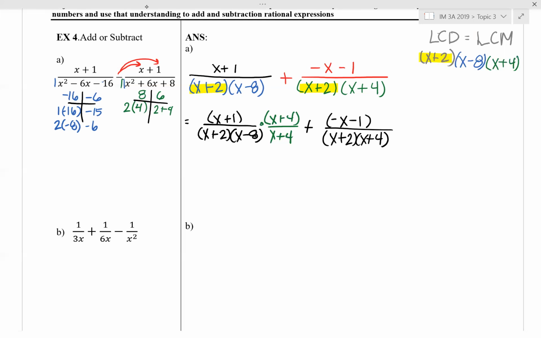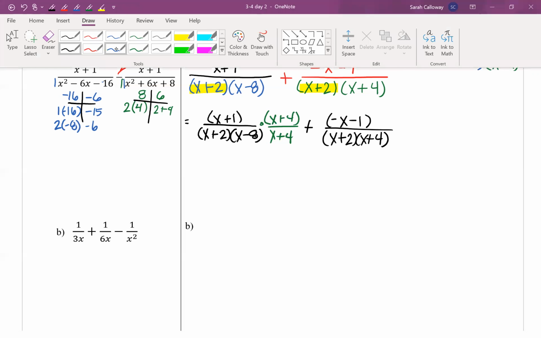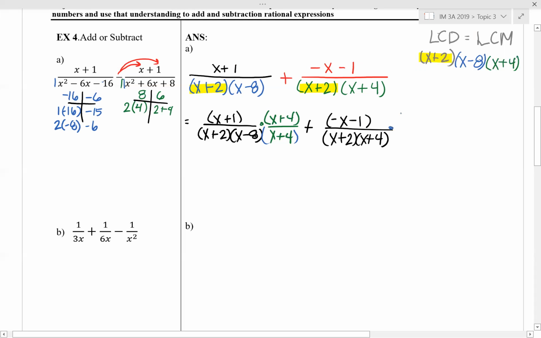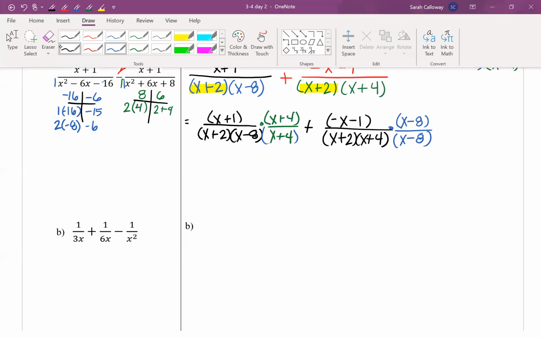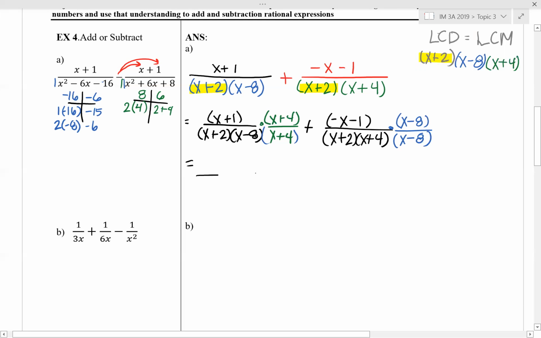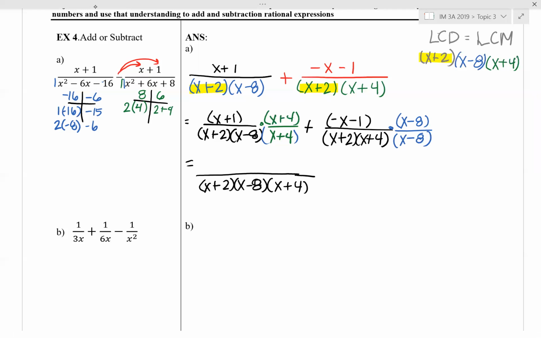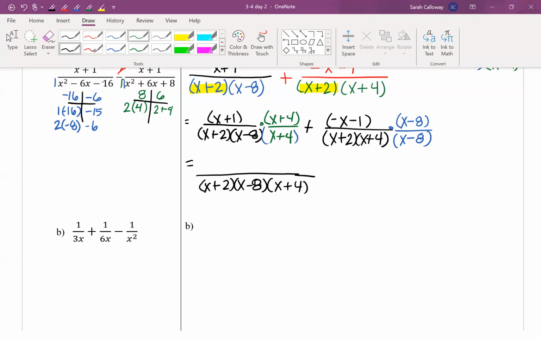This denominator is missing the x minus 8. So I need to multiply the numerator and denominator by x minus 8 so that I'm not changing the value of the fraction. I'm just changing the fact that they now have the same denominator. So my denominator is now x plus 2 times x minus 8 times x plus 4 for both of my fractions. So what that means is that I can simplify my numerators and write these as a single answer.